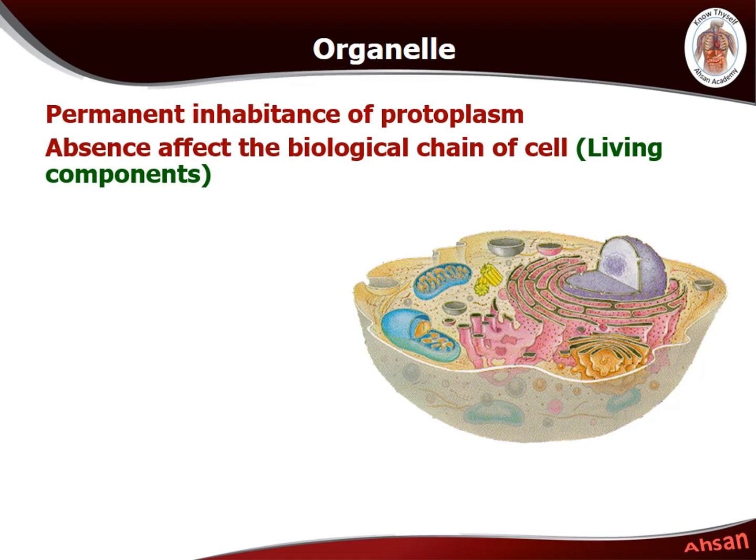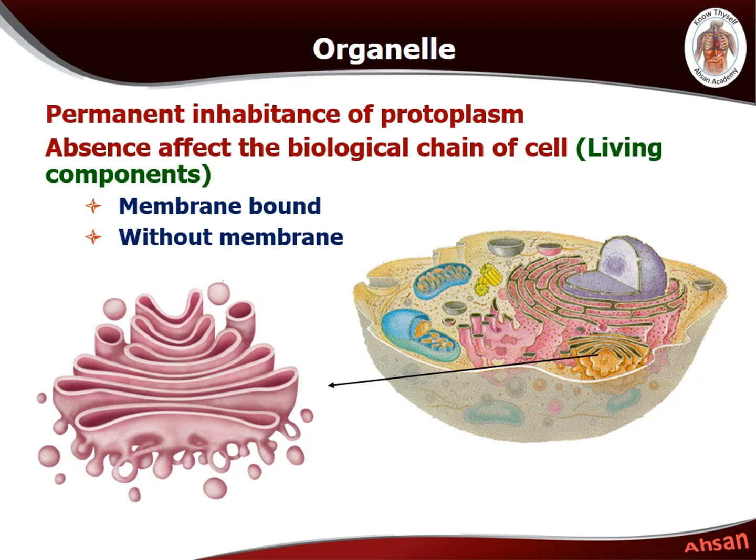So these are known as the living components of the cytoplasm. They may be membrane bound or without membrane. This can be said as membranous and non-membranous. Those are also correct terminologies. One example of the membrane bound is shown here, the Golgi complex or Golgi body.